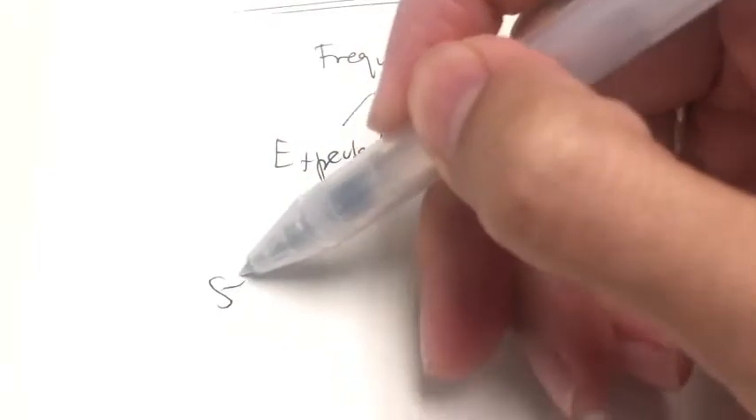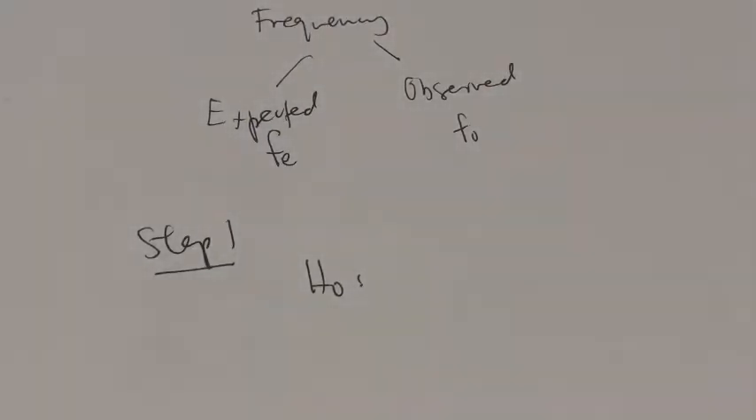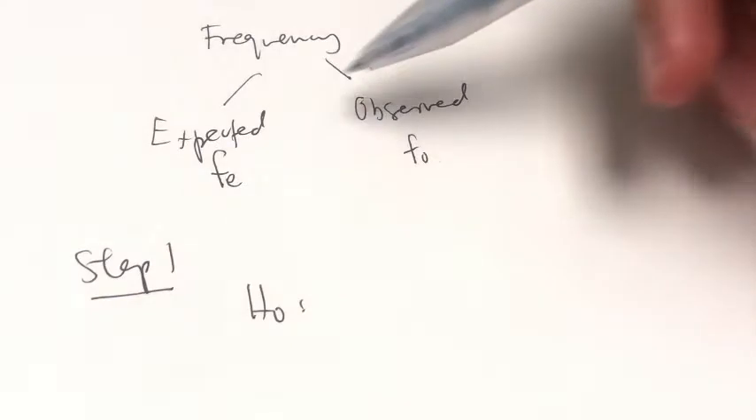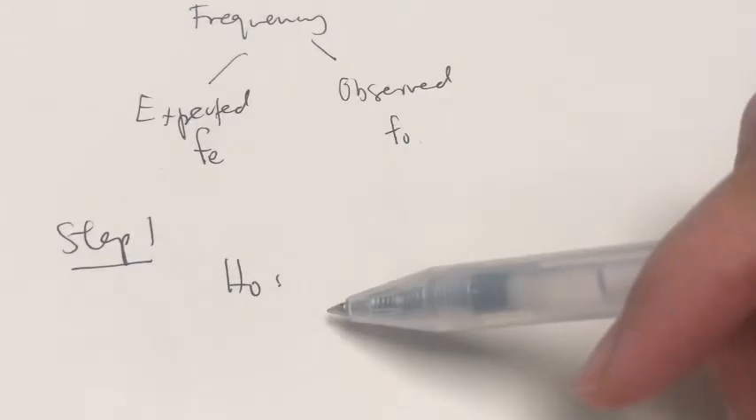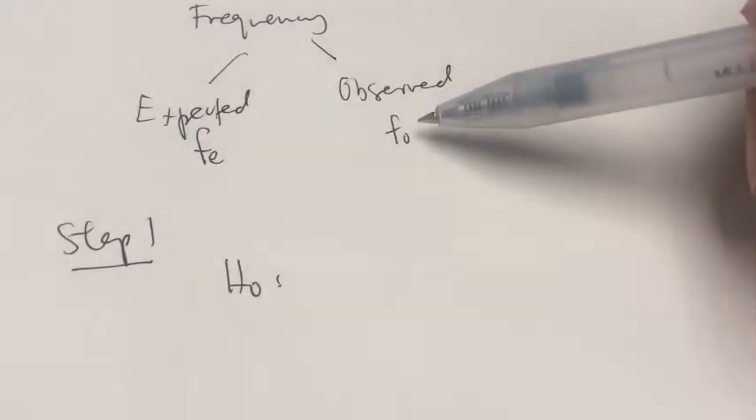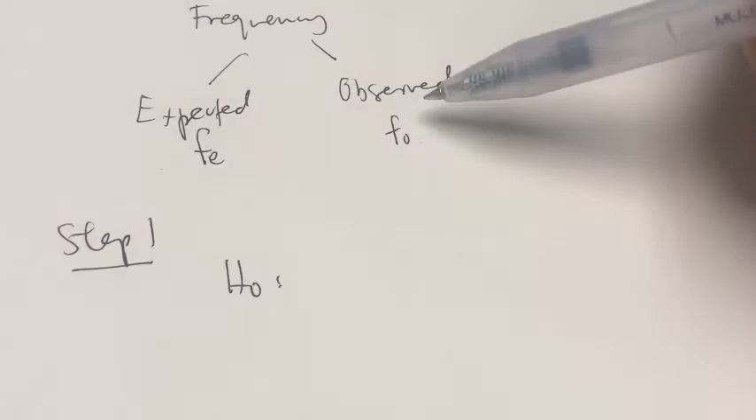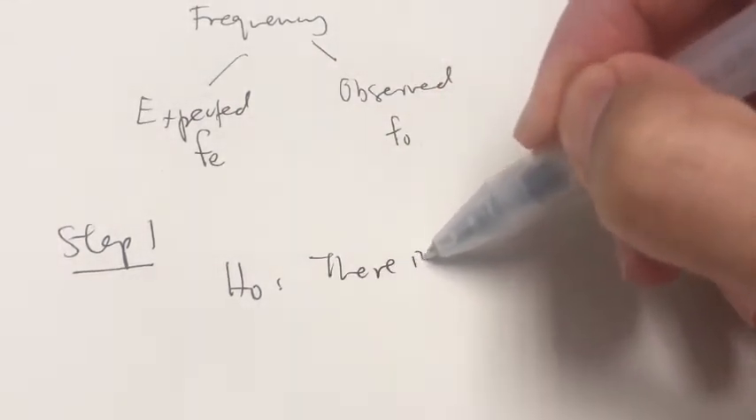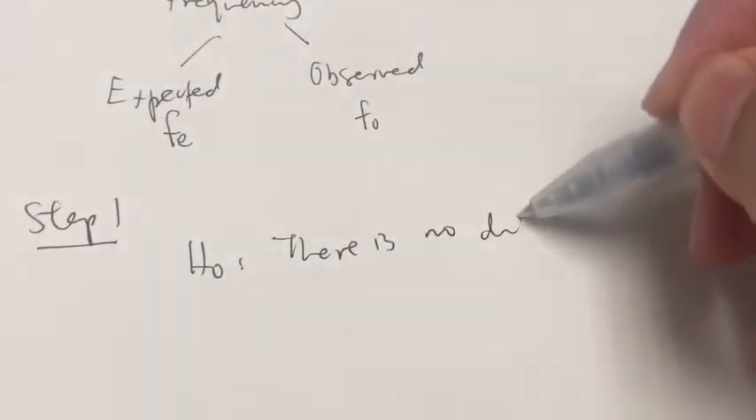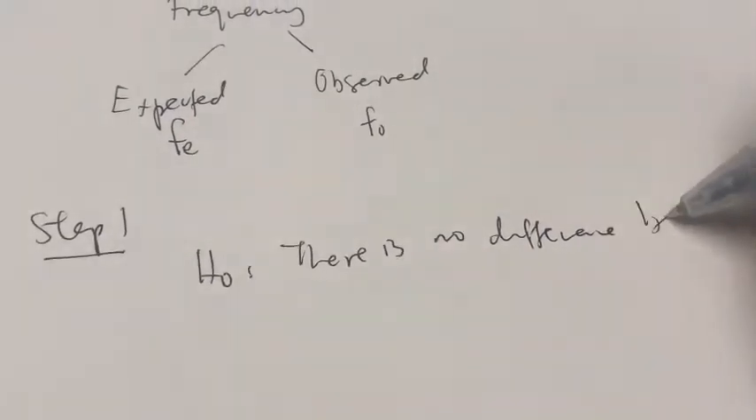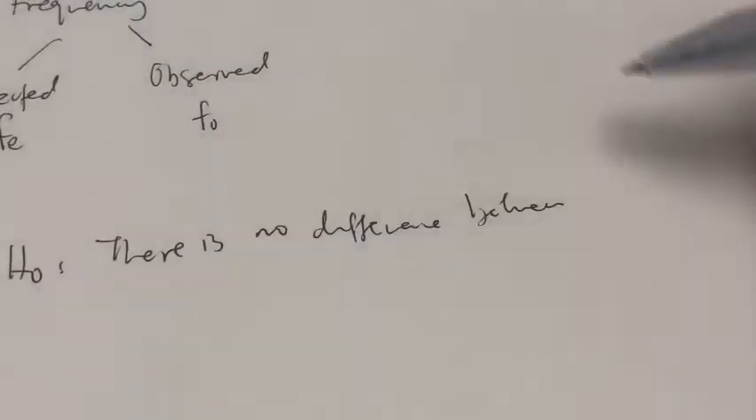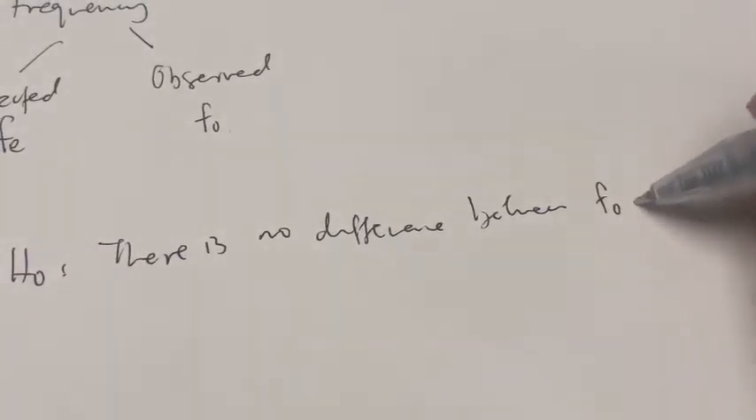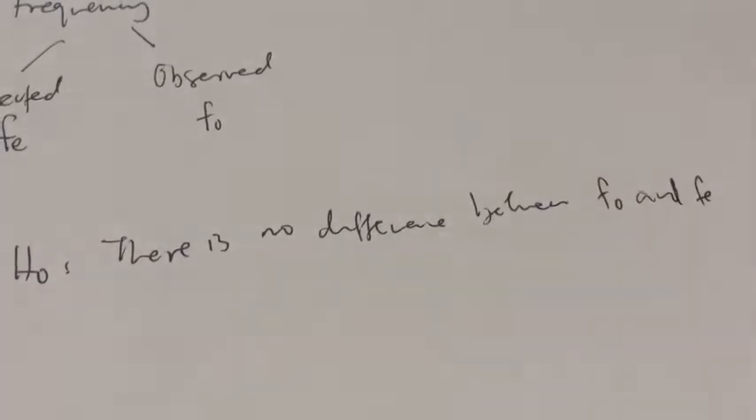So for step 1, remember we want to write down the hypothesis. Remember, the null hypothesis always assumes equals, you know, there is no difference. Here we've got two frequencies, right? Expected frequency and observed frequency. So the null hypothesis would be to assume that there is no difference between our expected frequency and the observed frequency. So there is no difference between our observed frequencies and expected frequencies.